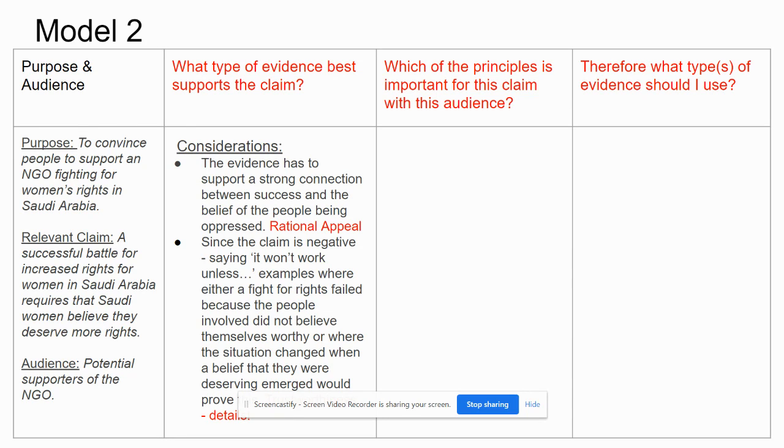Since the claim is negative, it's not just saying it's going to help a bit if women believe they deserve more rights. It's actually saying if they don't believe they deserve more rights, then this is not going to work and we're not going to succeed. So perhaps our example or case study needs to be a case study where the fight for rights failed because the oppressed people didn't believe they deserved more rights or accepted their denial of rights too readily. Or perhaps a situation where the attitude of those people changed from acceptance of the denial of rights to no, we're going to fight for this. We deserve more rights. So once again, we're going to need those details to make it trustworthy.